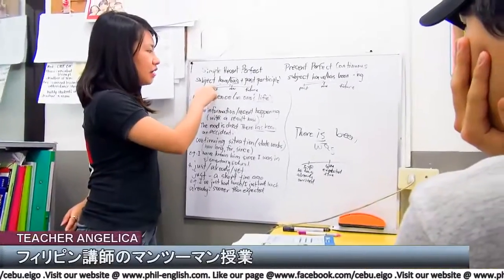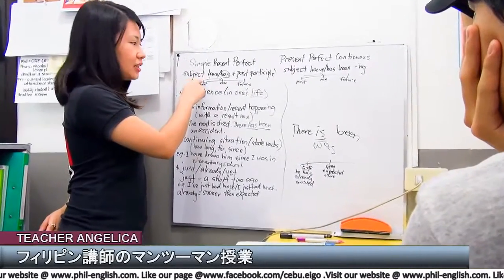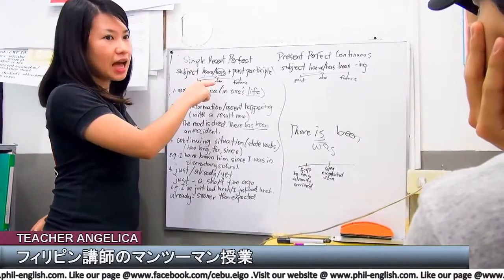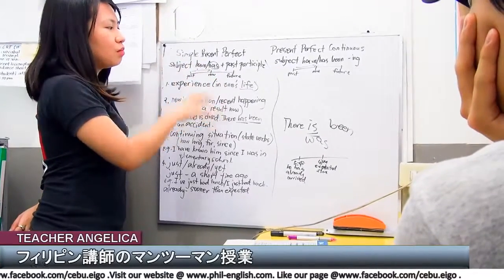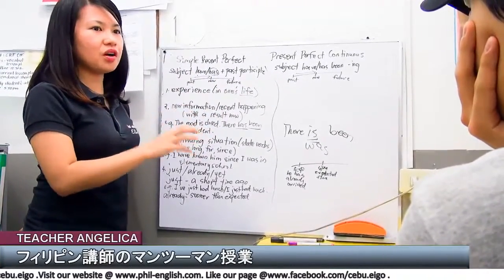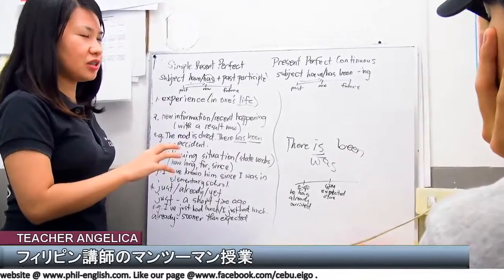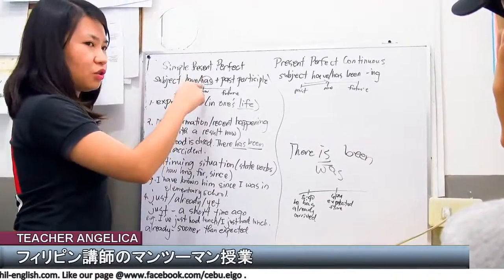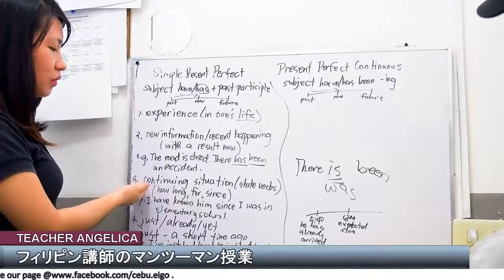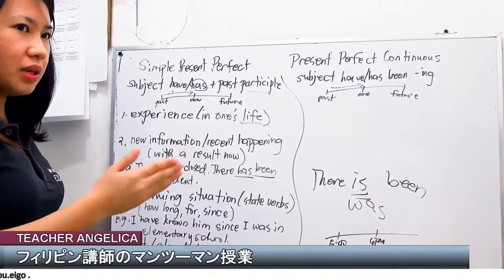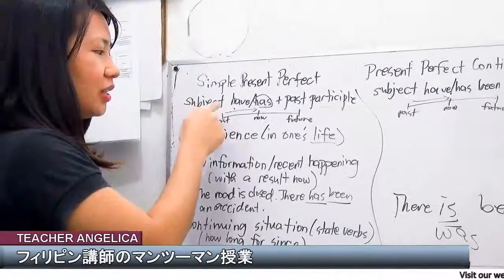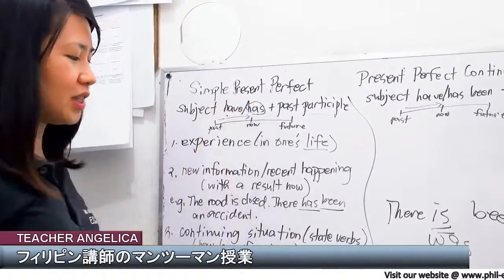You can see the arrow started in the past and continues until now. But for the simple present perfect, most situations and actions are completely finished, but there is a result now. For example, in number 3, continuing situation. When we say continuing, it means it hasn't stopped. It started in the past and continues until now.